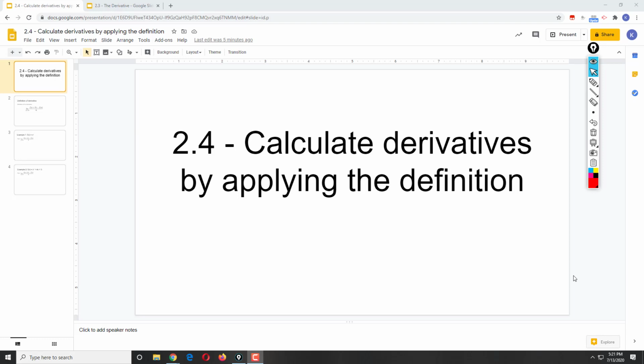Welcome to Unit 2, Lesson 4. Calculate derivatives by applying the definition.